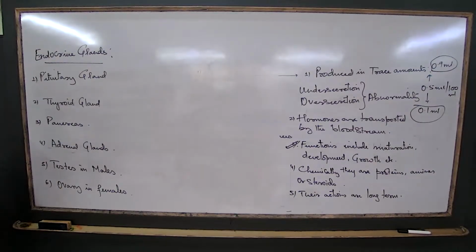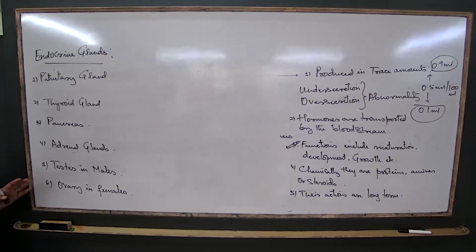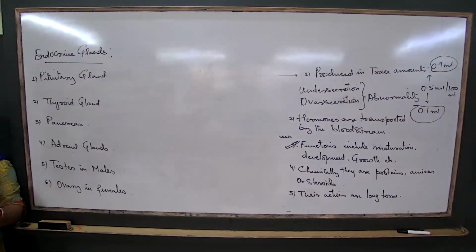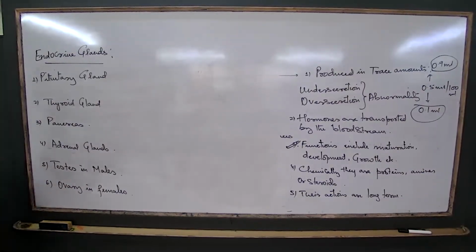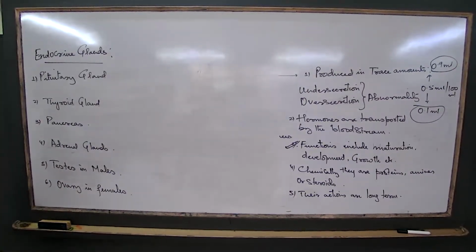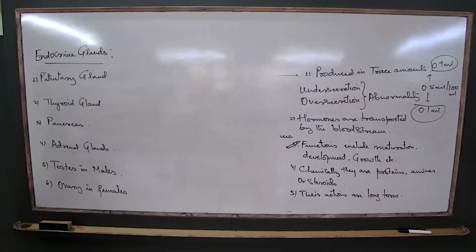But what did you study in school? Parathyroid and pineal? Okay, I will teach, I have no issues, but parathyroid and pineal are not in the syllabus. So these are the 6 glands that we are going to come across. Hormones, functions and abnormal conditions are the only things to study.